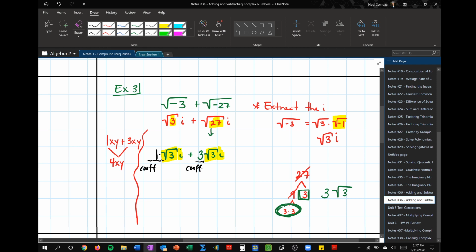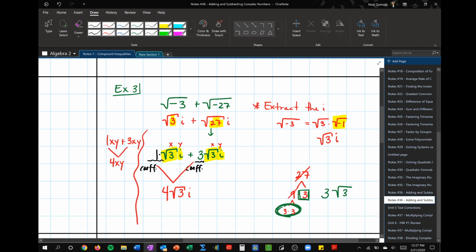So what you're allowed to do is add the 1 plus the 3 together to get 4. 4 of what, right? Well, you have to think of square root of 3 as kind of like your x. Then your y, think of that as like your i. So what is it that you would combine? Well, you would bring them together as 4 root 3 i.